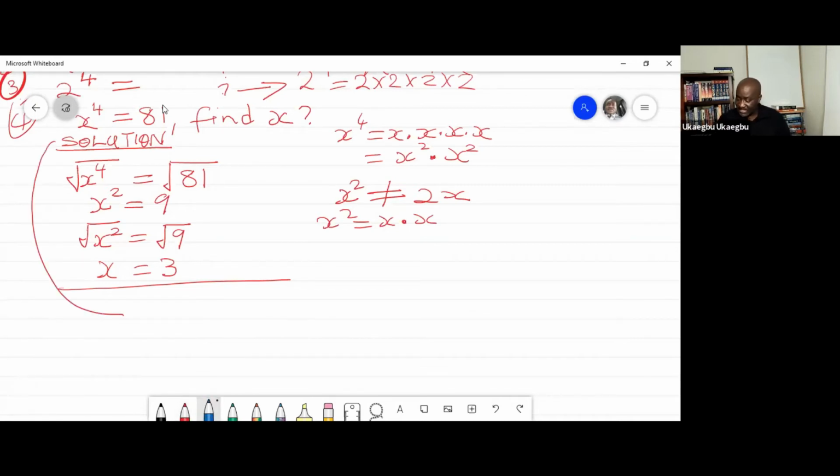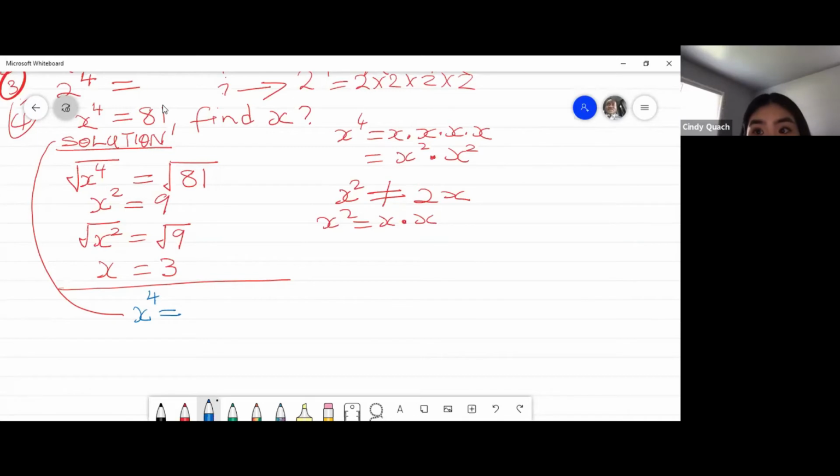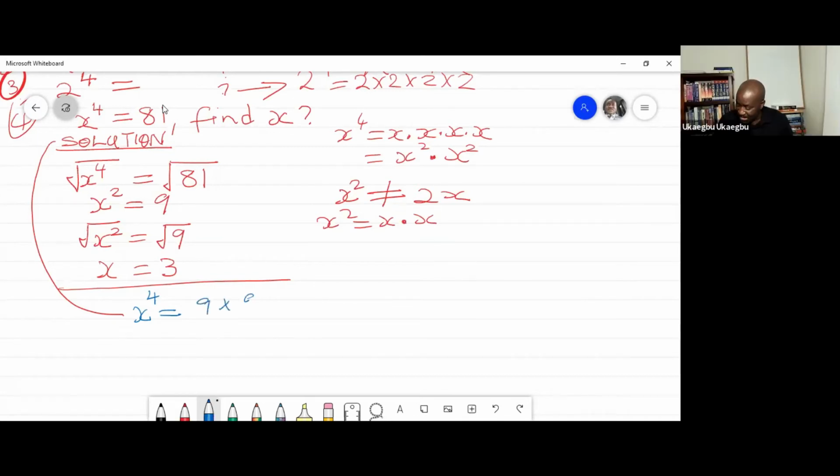Now, if you look at 81, let's write on our left side first: x raised to power 4 is equal to 81. Is there any way we can break down 81 into smaller numbers, especially factors? Can we break down 81 in terms of factors? Can 81 be 9 times 9? Yes. So 81 is 9 multiplied by 9.